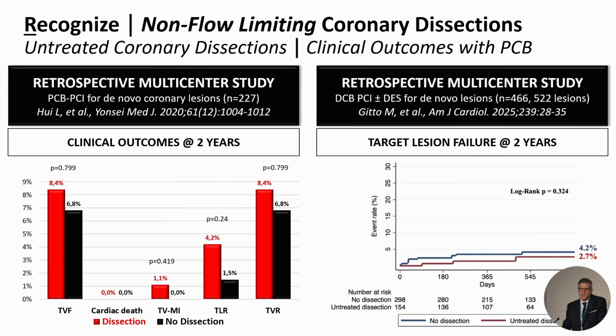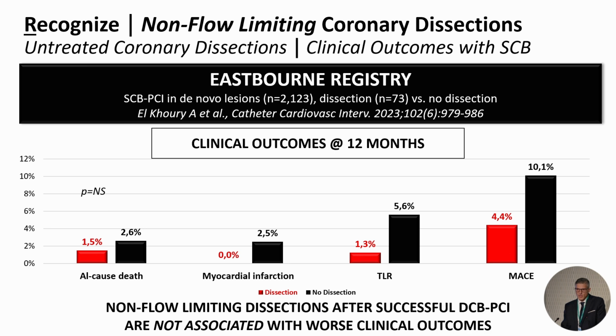And this translates into several series of patient cohorts treated for de novo coronary artery disease with a DCB into similar clinical outcomes at 2 years. And as you can see on the right side, similar target lesion failure rates at 2 years when the dissections are left untreated when compared to those who do not present with coronary dissections.